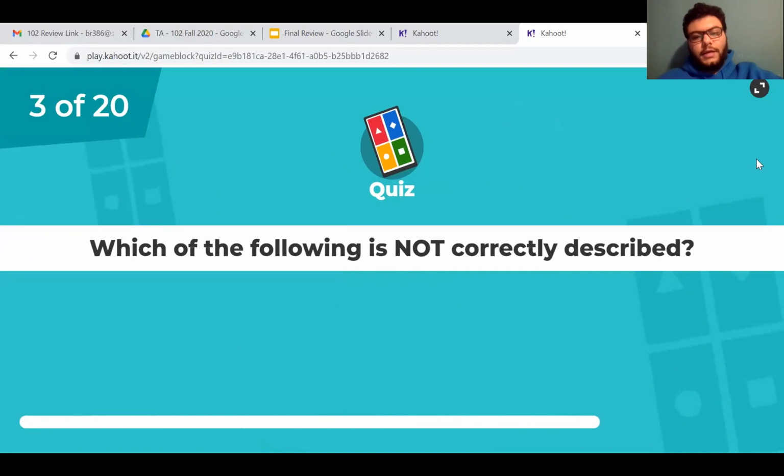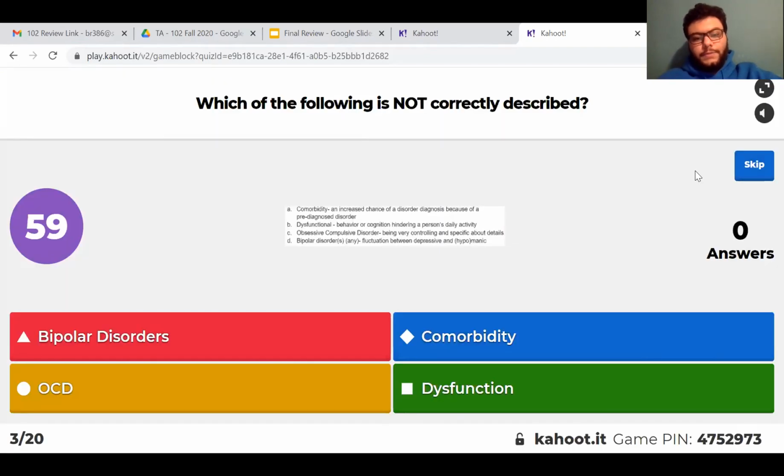Which of the following is not correctly described? Comorbidity is an increased chance of a disorder diagnosis because of a pre-existing diagnosis. Dysfunctional is behavioral cognition hindering a person's daily activity. Obsessive compulsive disorder is being very controlling and specific about details. And bipolar disorder, any of the bipolar disorders, is a fluctuation between depression and hypomanic or mania.